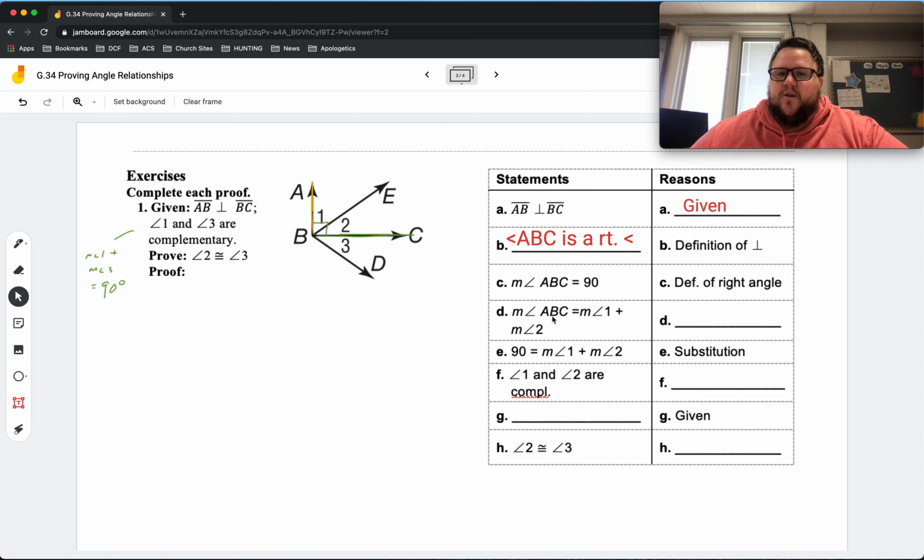Then they tell us the measure of angle ABC is equal to the measure of angle 1 plus the measure of angle 2. And that is the angle addition postulate. So we know that these two angles together, angle 1 and angle 2, would have to equal angle ABC, and that's the angle addition postulate.